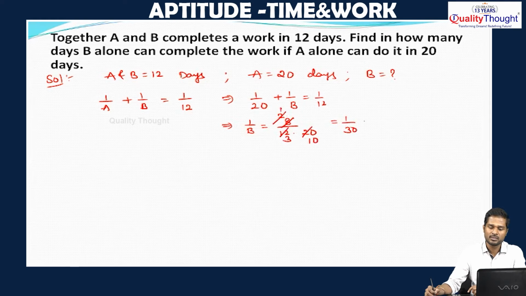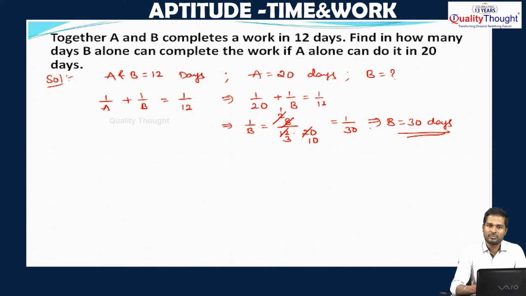So, 1 by B is equal to 1 by 30, therefore B will take 30 days to complete the work alone. This is again the traditional method. That means we converted A's total 20 days to 1 day's work, which is 1 by 20. I considered B's 1 day work as 1 by B, and together A and B will complete the work in 12 days, which means 1 day's work is 1 by 12.